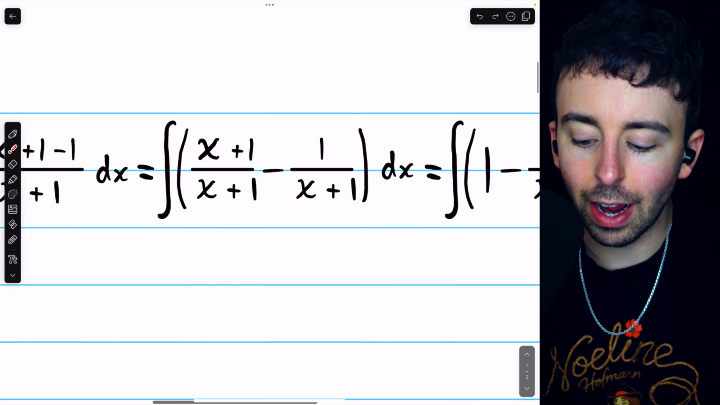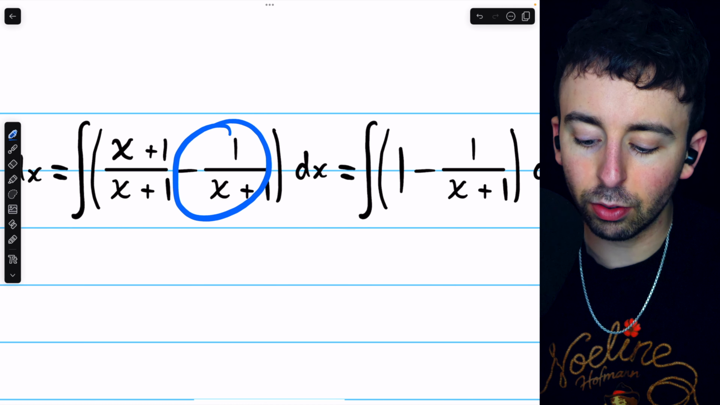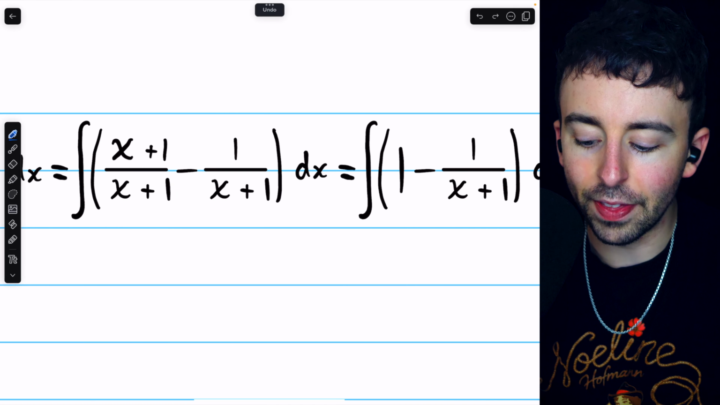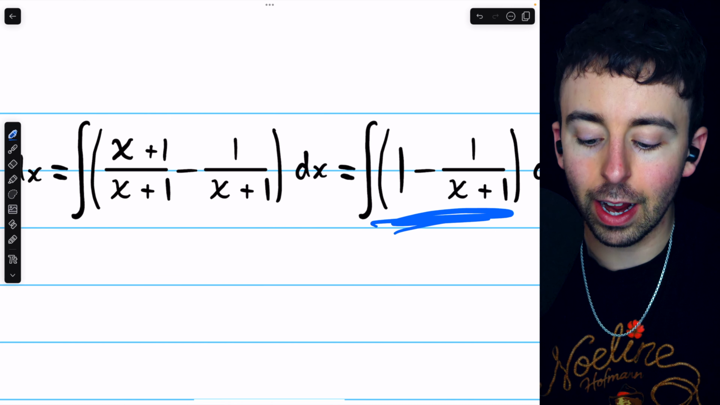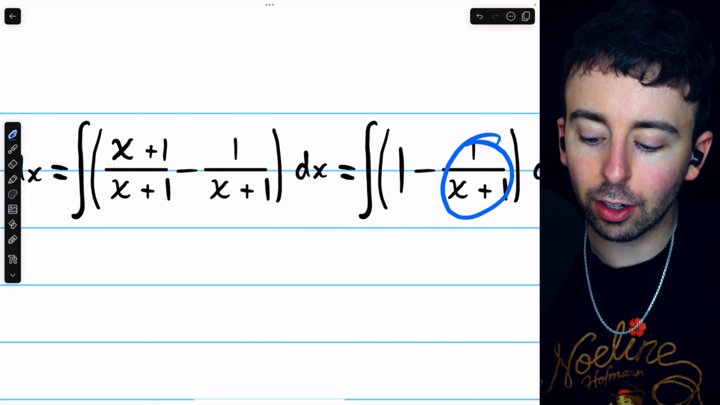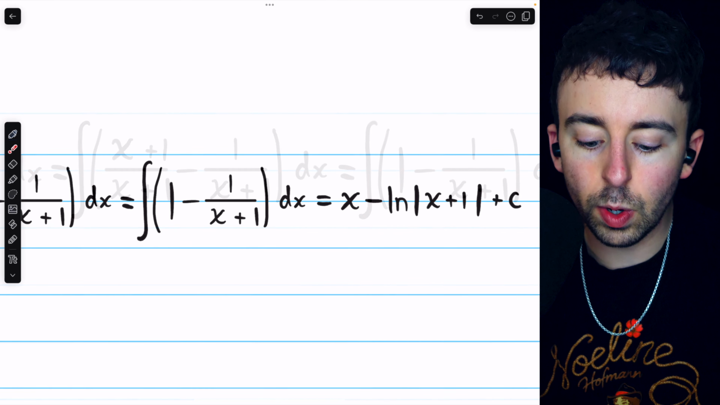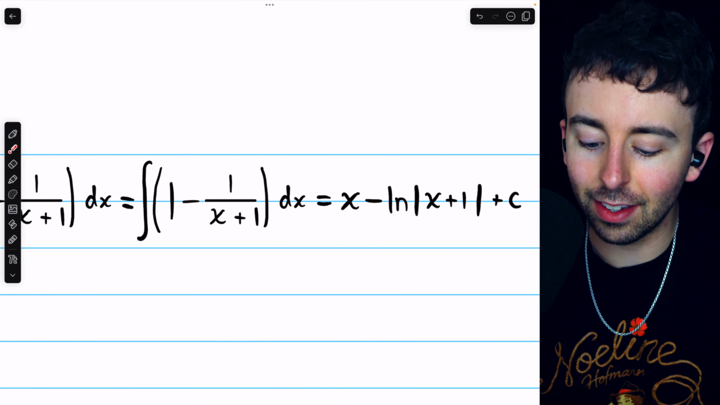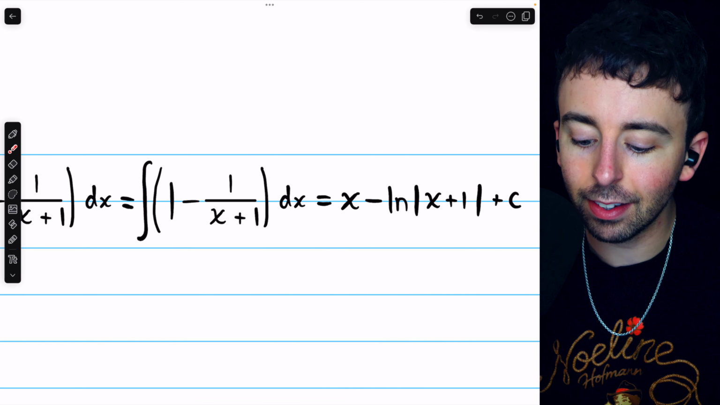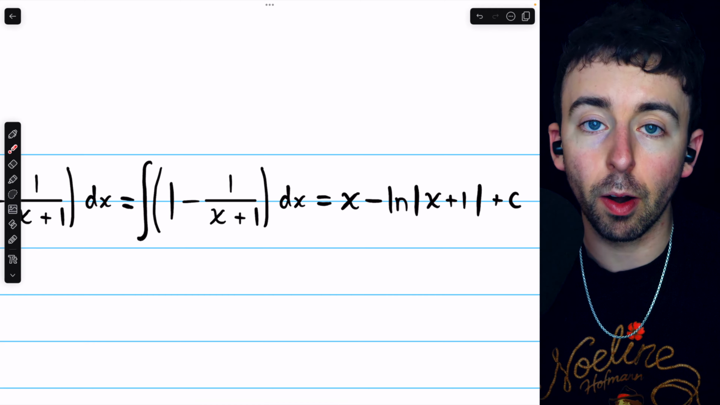x plus 1 over x plus 1, of course, is just 1, and then we still just have minus 1 over x plus 1. And this is very easy to integrate. 1 just integrates to x, and 1 over x plus 1 is just the natural log of x plus 1. So we integrate that to get this, x minus the natural log of x plus 1, plus the arbitrary constant.